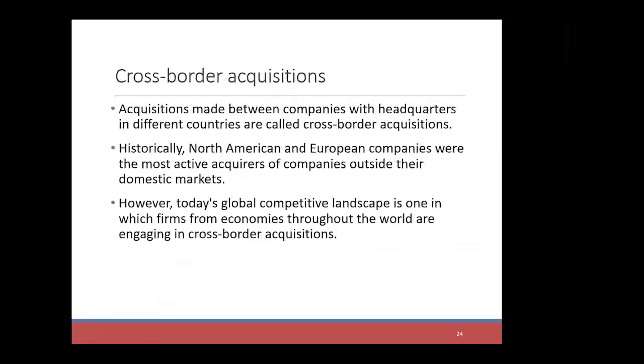So that is why cross-border acquisitions are very common, and historically it were mostly North American and European companies which were acquirers, but nowadays even companies from other parts of the world are very active in cross-border acquisitions, and especially firms from Asia. Especially Chinese, Korean, Indian firms. These firms are very actively engaging in acquiring American and European firms for technology.